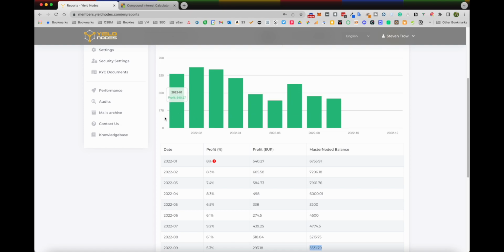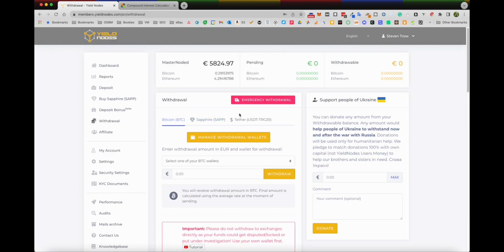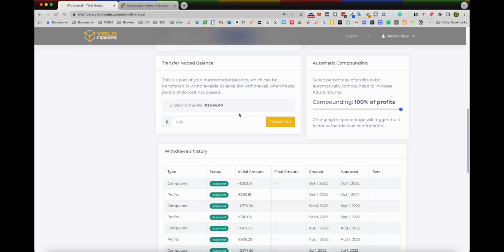I'm going to keep the same arrangement, I think, for a little while longer, probably through to the new year. I could look to do withdrawals if I desired. The amount eligible to transfer for withdrawal at the minute is 3,664 euros. So that money's just waiting there to be withdrawn. I could quite easily just transfer that over, which would then move out of the masternoded balance and into my withdrawable balance. I could then withdraw that.